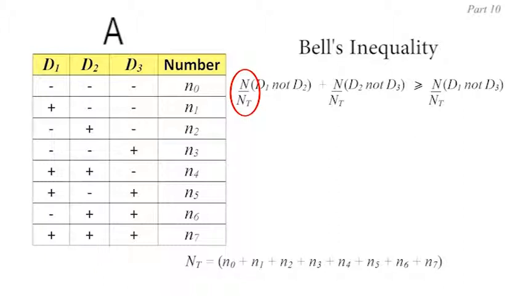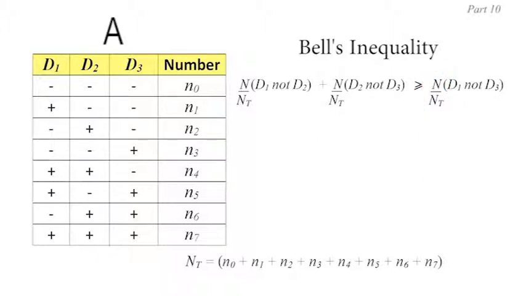This, the number with a certain property divided by the total number, is the probability P that electron A will get information for the positive D1 direction but not the positive D2 direction. This is the probability P that electron A will get information for the positive D2 direction but not the positive D3 direction. And this, of course, is the probability P that electron A will get information for the positive D1 direction but not the positive D3 direction.